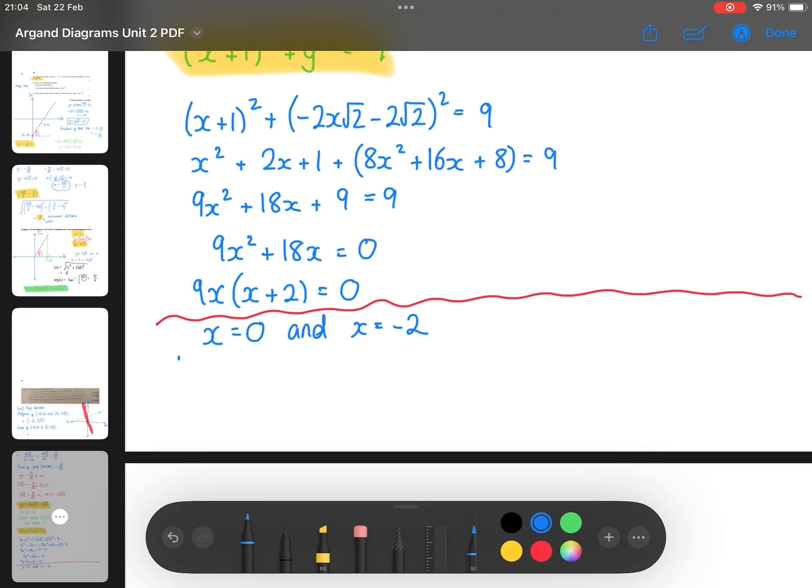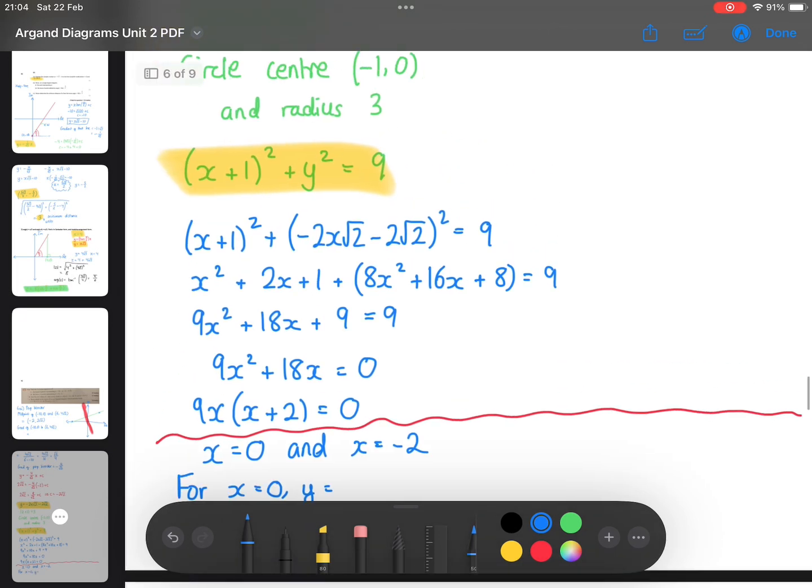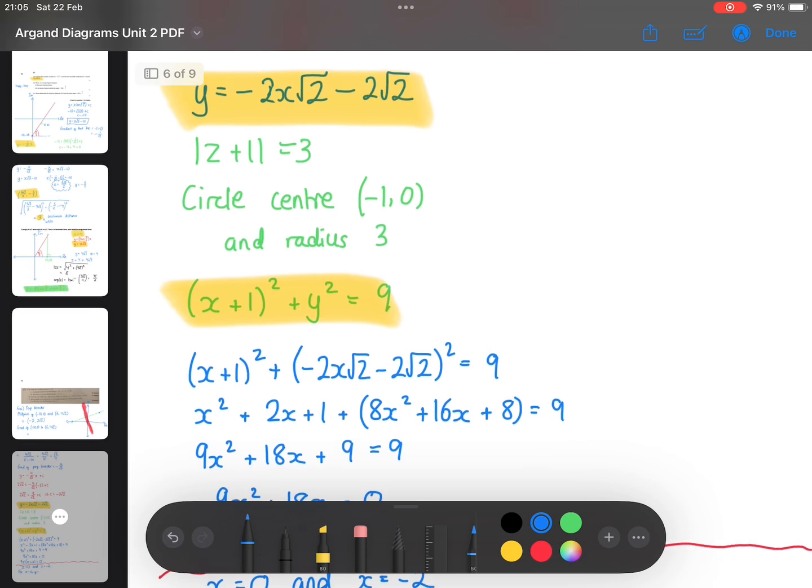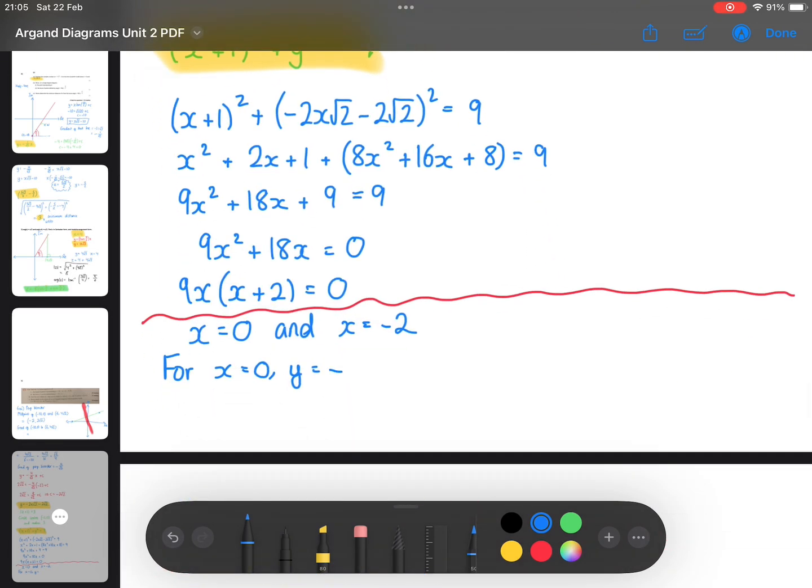So for x equals 0, y equals minus 2x root 2 minus 2 root 2, so it's just going to be minus 2 root 2.